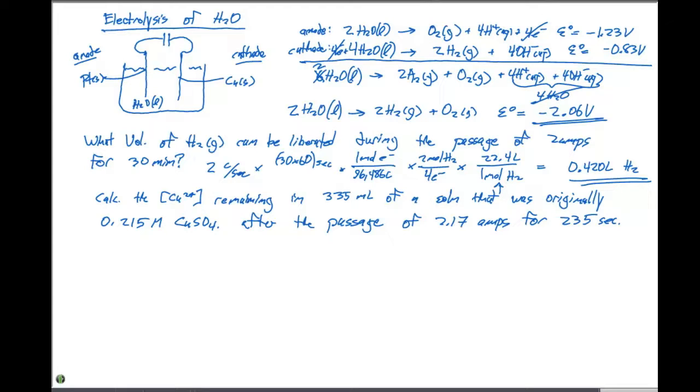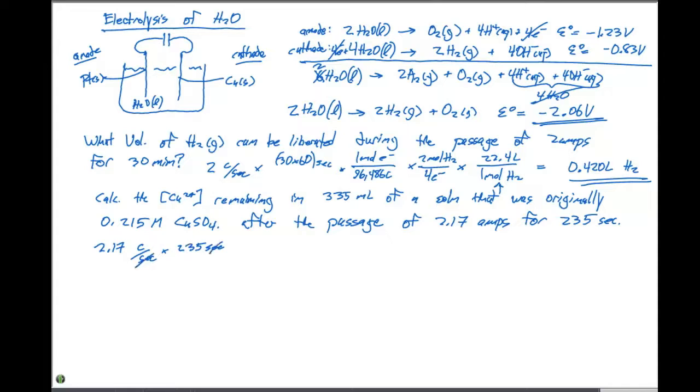So the first thing that we need to try to find out is how many coulombs we have being passed here, because we can take the coulombs, relate that to moles of electrons. We can then take those moles of electrons, relate it to moles of copper. We got a volume, so we can calculate a concentration. So we have 2.17 coulombs per second. We are passing that for 235 seconds. So our seconds cancel out.